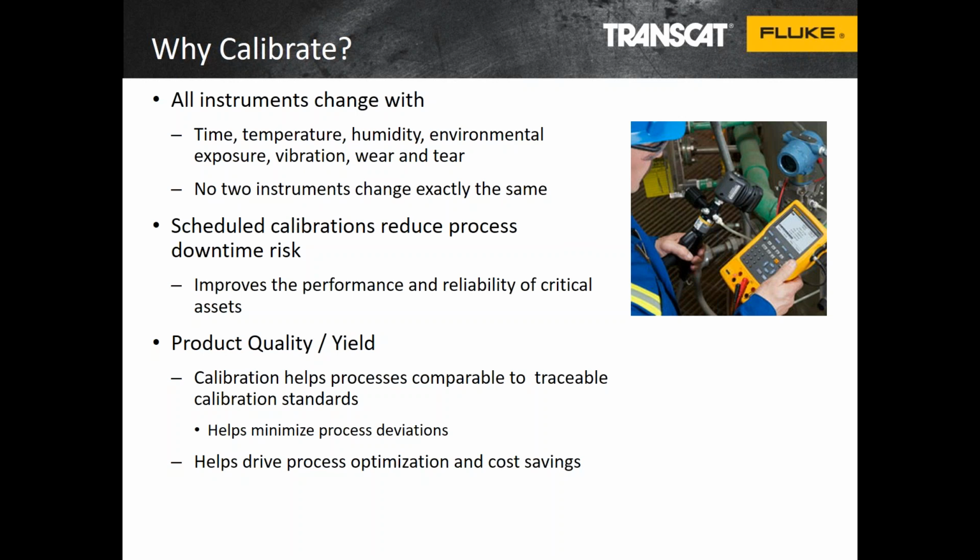Calibration helps processes stay comparable to traceable calibration standards. That helps the devices perform consistently. It helps minimize process deviations and improves product quality when these critical devices are reporting their measurements accurately back to the control system. And it helps drive process optimization and cost savings.